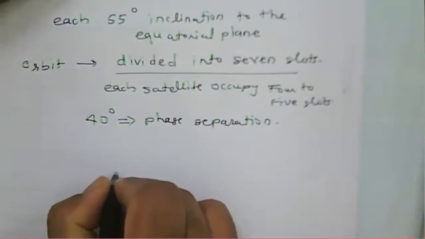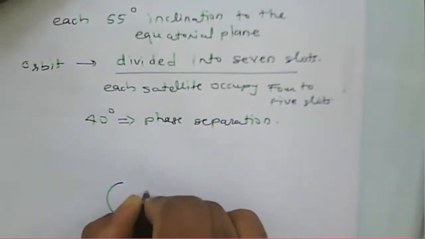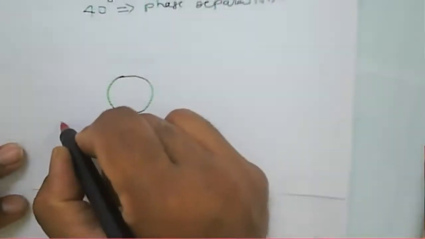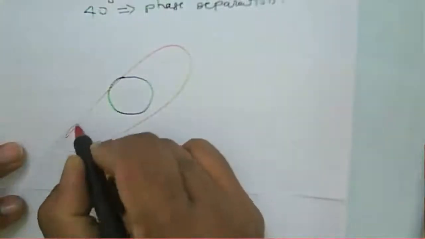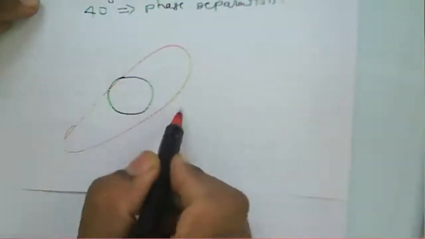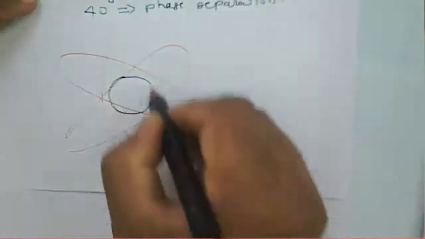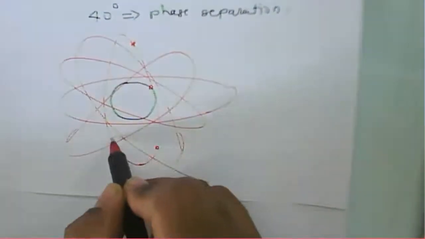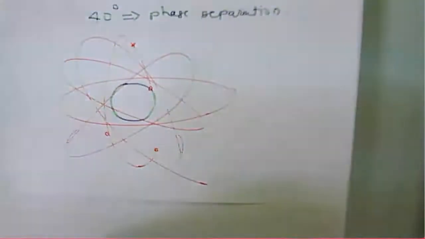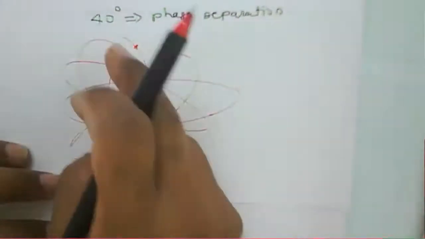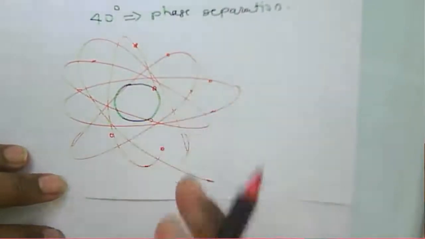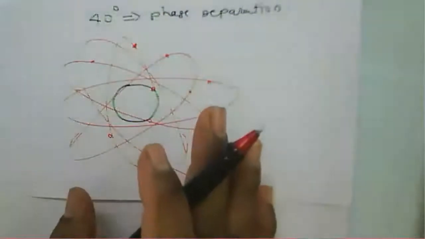Suppose we consider the Earth now. For the given Earth, we have orbit one, orbit two, orbit three, four, five, likewise. In each and every orbit there are satellites. So likewise, we have the GPS constellation. In a given orbit, a number of satellites are present. That is the GPS constellation system.